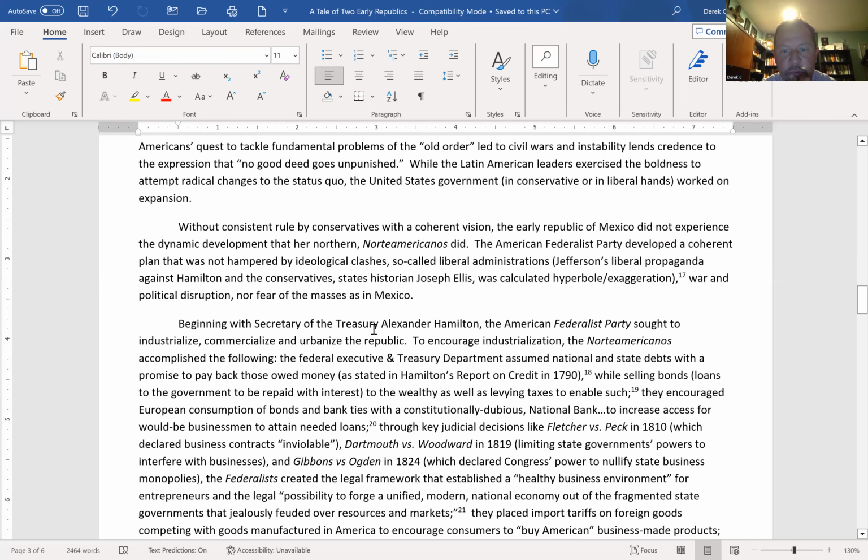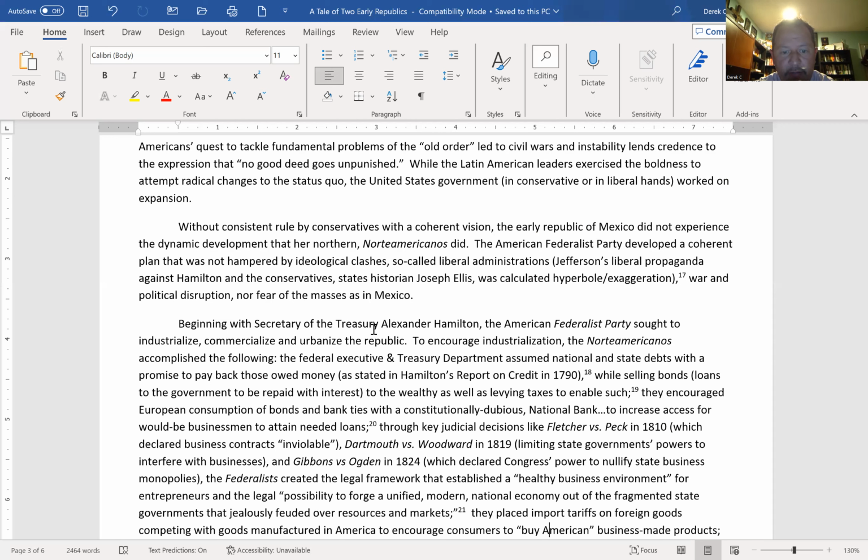So to encourage industrialization, the Norte Americanos, the Anglo-Americans, accomplished the following. The federal executive and Treasury Department assumed national and state debts with a promise to pay back those owed money. They sold bonds to the rich and made money off of that, as well as taxes. They encouraged European consumption of bonds and bank ties with a constitutionally doubtful national bank, to provide credit for businessmen.